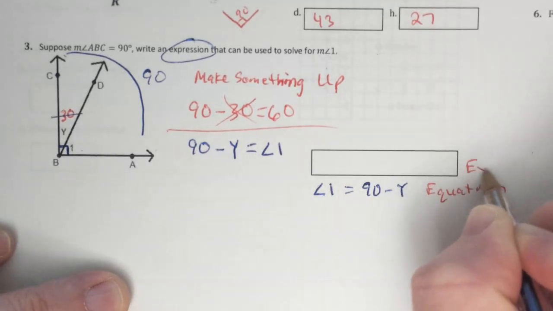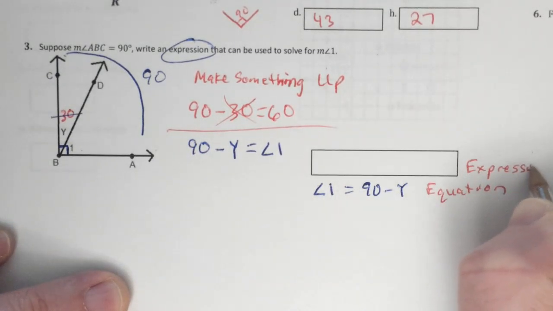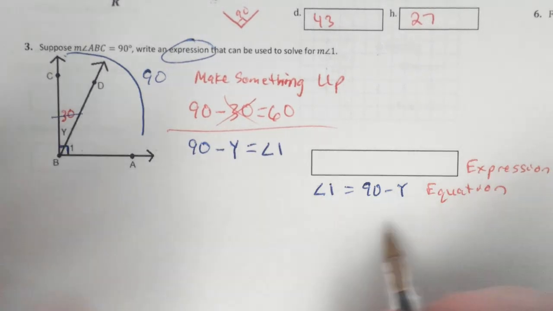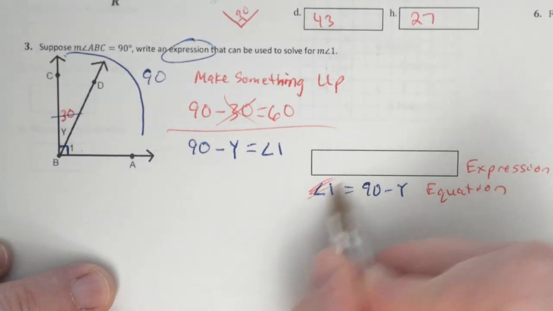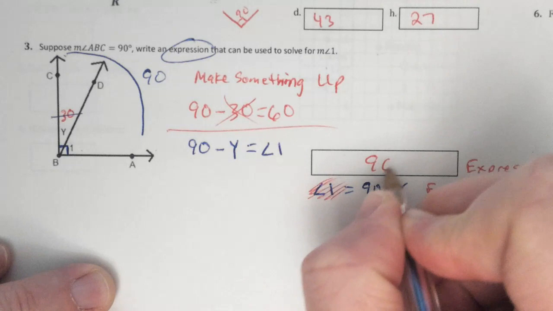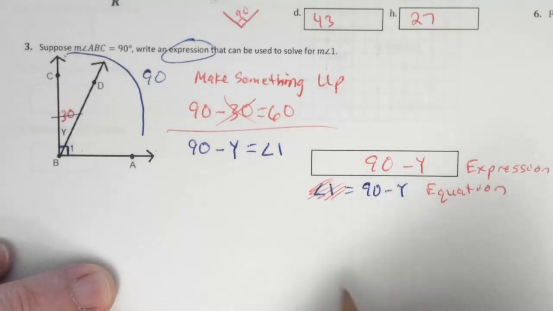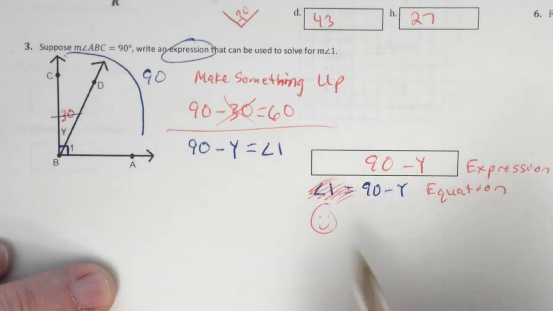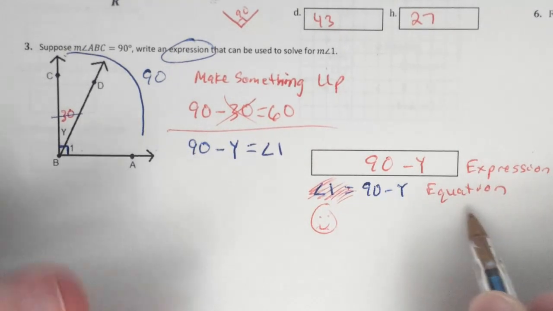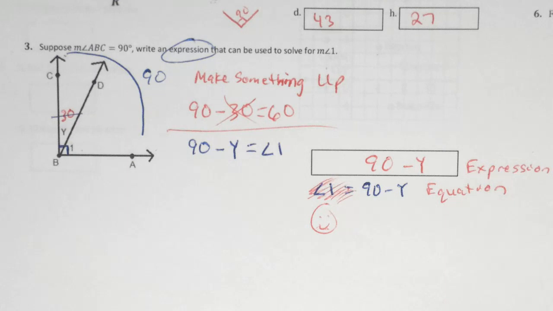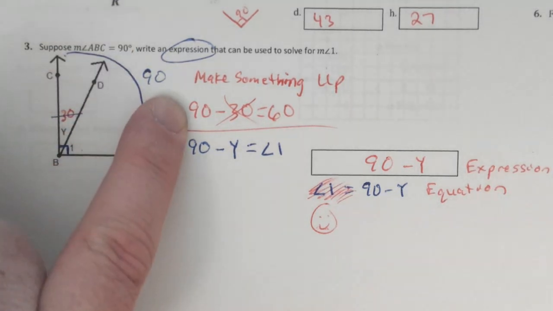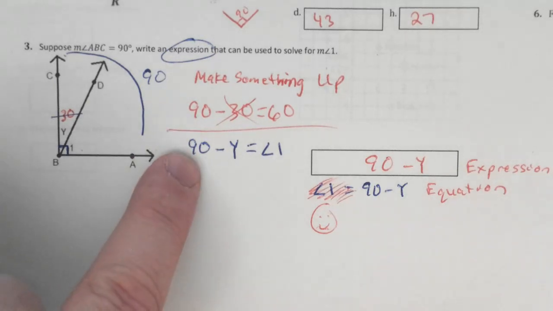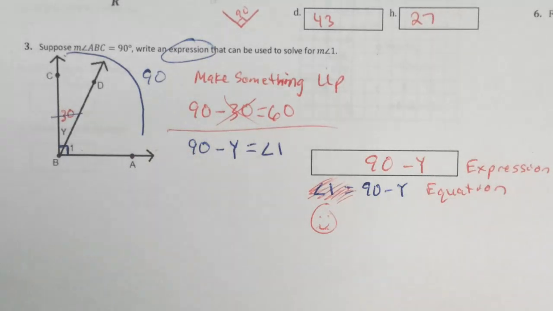So we want just the expression. The expression is not the equal sign. So basically, if we take all this off, it would just be 90 minus y. And that's the expression. So if we take this off, now it's not an equation, it's an expression, and that's the answer. All right, so we made something up. We found out how we would find angle 1, and then we applied our ugly stuff to what we were doing.